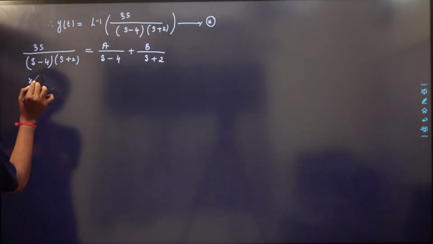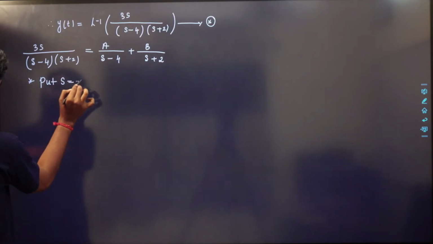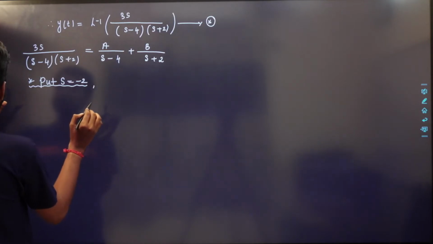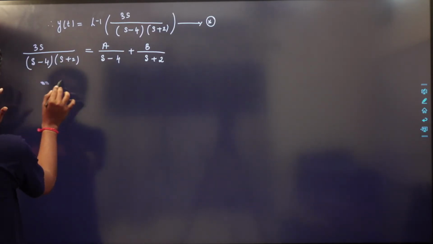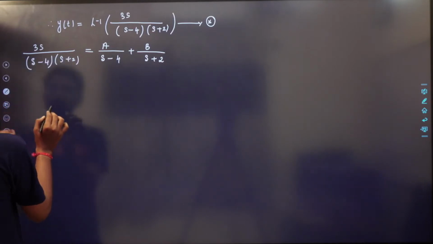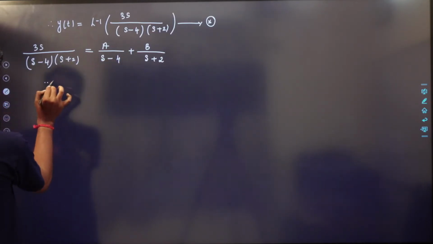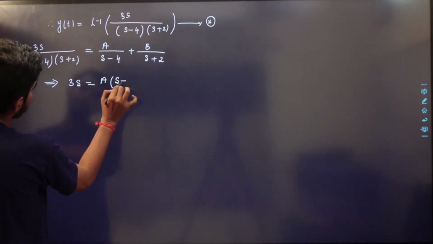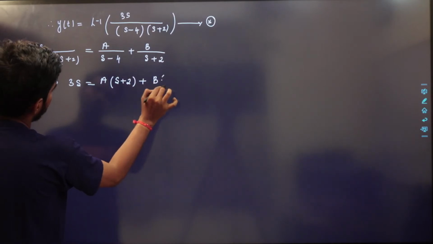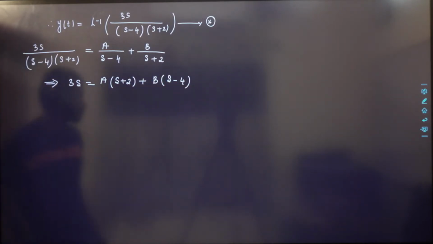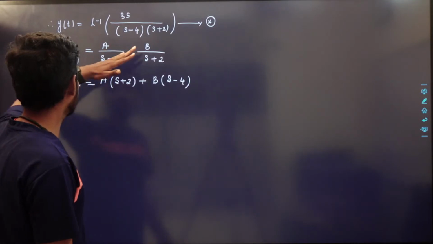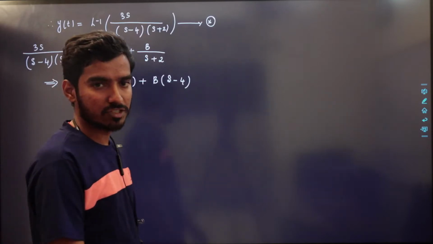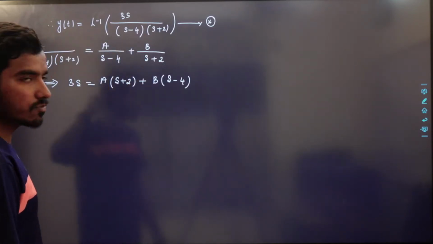Before putting in values of s, we will multiply throughout by s minus 4 times s plus 2. So this implies 3s is equal to A into s plus 2 plus B into s minus 4. I'm multiplying throughout by s minus 4 times s plus 2, so s minus 4 gets cancelled in the first term, leaving s plus 2, and s plus 2 gets cancelled in the second, leaving s minus 4.